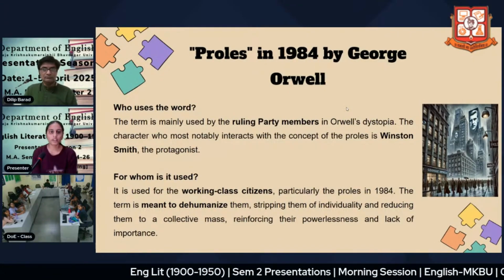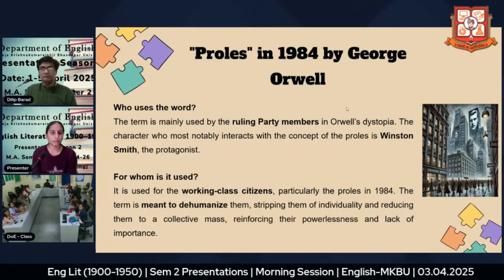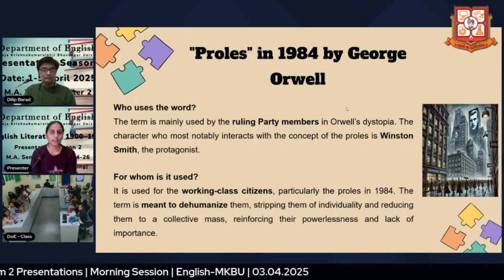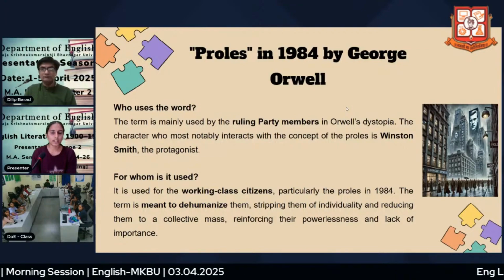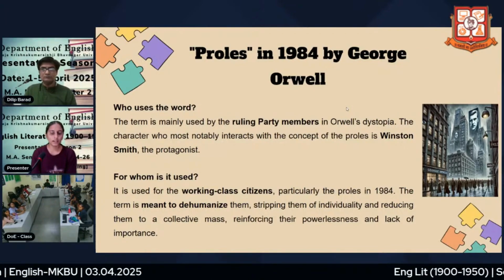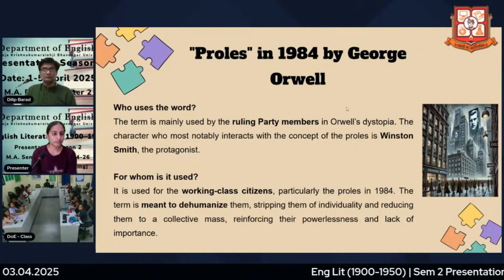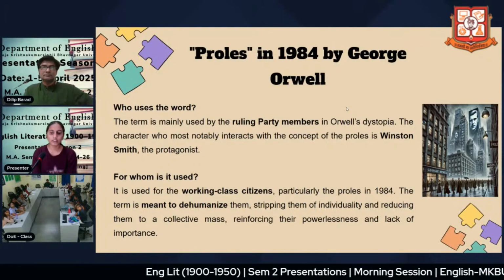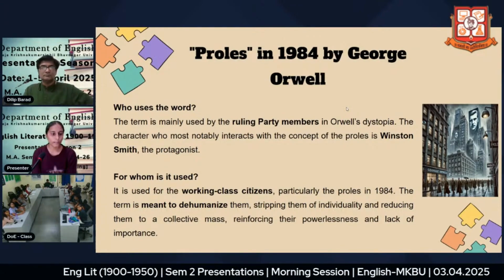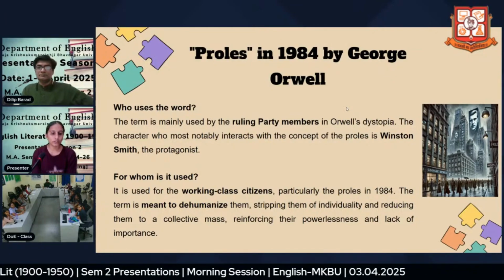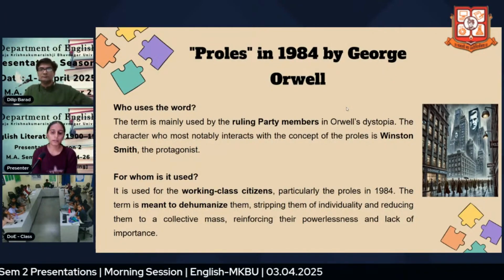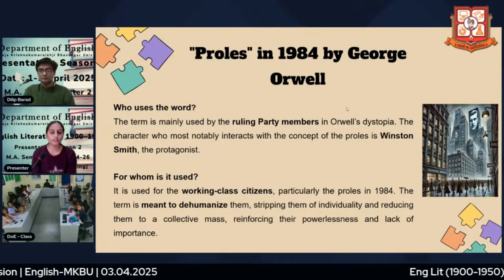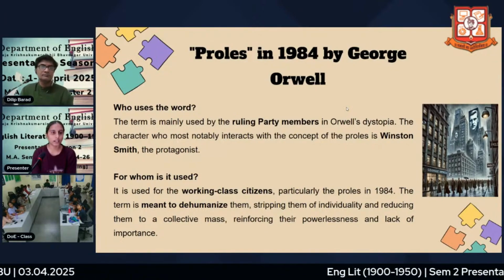This novel was written by George Orwell, and Prole is used by ruling party members like Goldsmith and O'Brien and Bigby for working class citizens, particularly the Proles in 1984. The term is meant to dehumanize them, stripping them of individuality, reducing them to a collective mass, reinforcing their powerlessness and lack of importance.